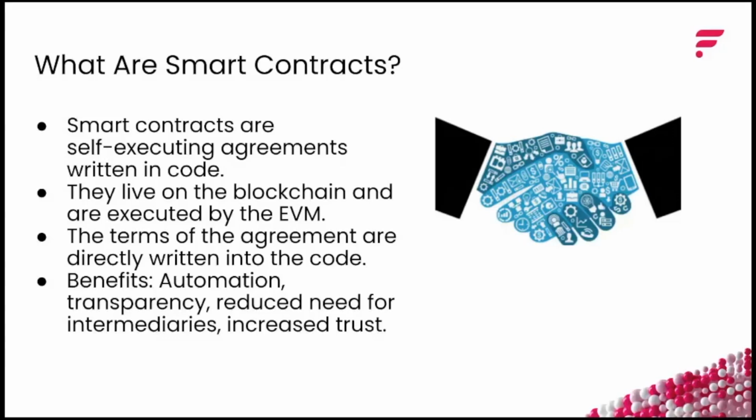Okay, so this offers automation. You can automate a lot of functionality. The contract executes automatically. No one can stop it. It provides transparency as the code is available and written in the public eye. It also reduces the need for intermediaries.